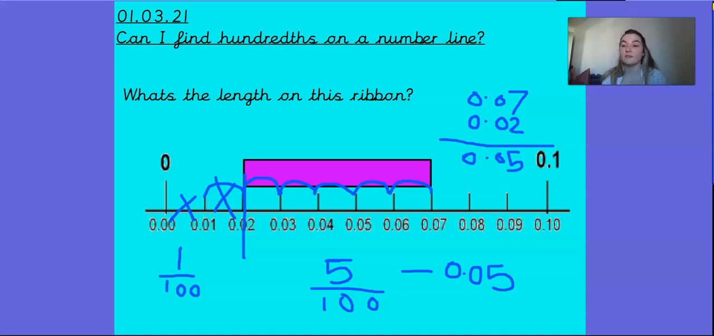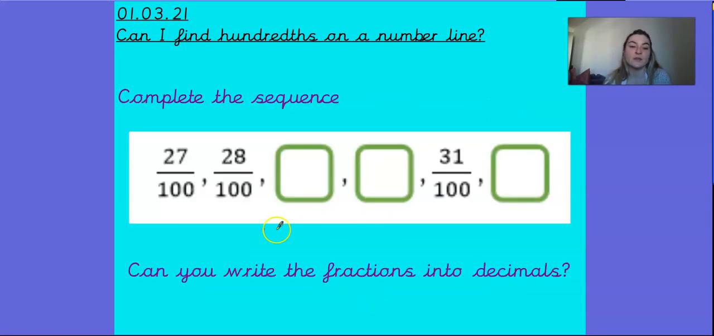So well done if you got that one right. But we need to remember, we need to just count the hundredths from where the ribbon starts, not from 0. Obviously, if the ribbon starts on 0, then that's where we're going to measure, because that is where the ribbon starts. But on this occasion, it has not. It has started at 0.02.